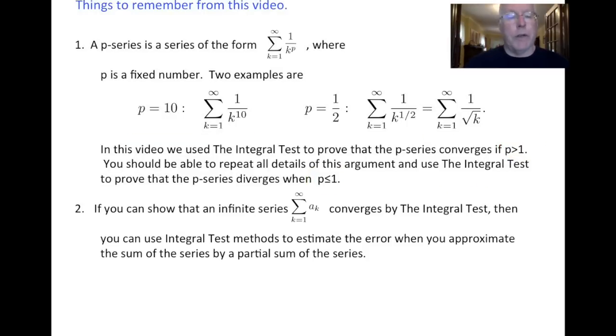And we saw that if we have an infinite series, summation k equals 1 to infinity a sub k, that converges by the integral test, then, as we saw following the last example, we can use the integral test to estimate the error if we approximate the sum of the series by a partial sum of the series. And again, this is something you'll be asked to do in some future exercises and perhaps on exams. So do some practice with the integral test.